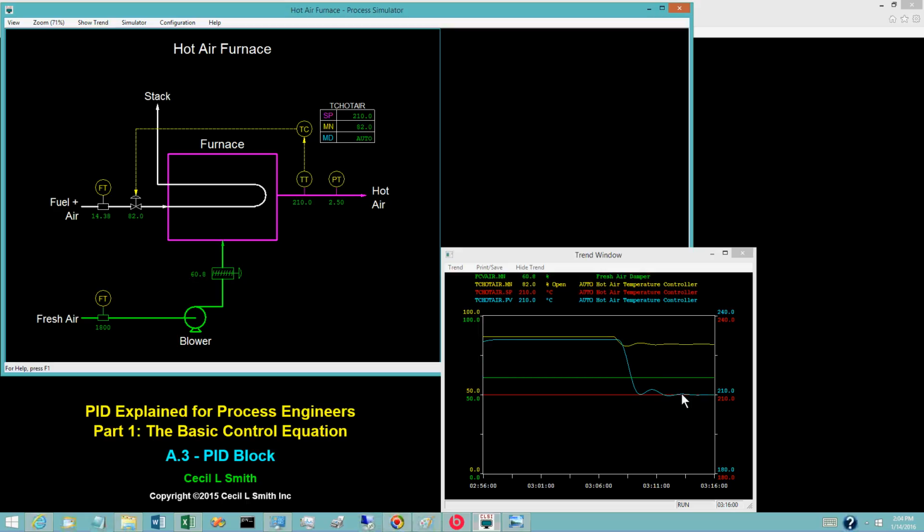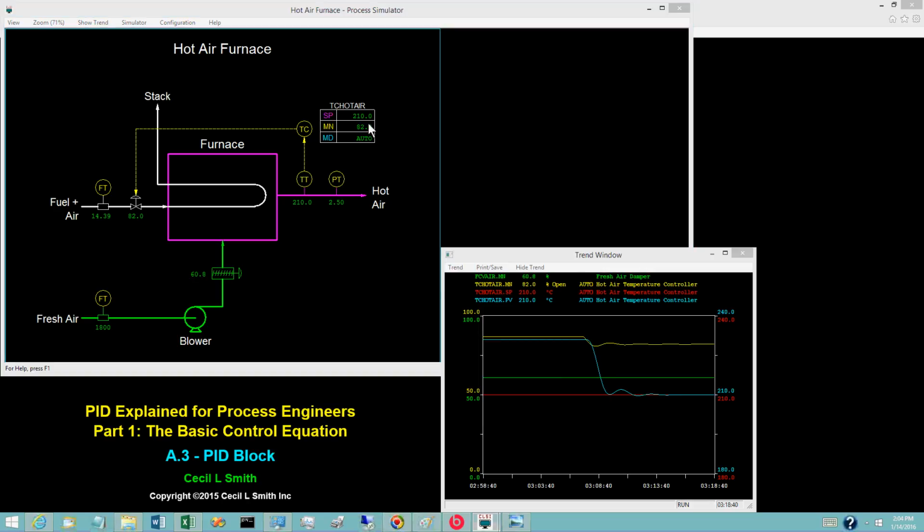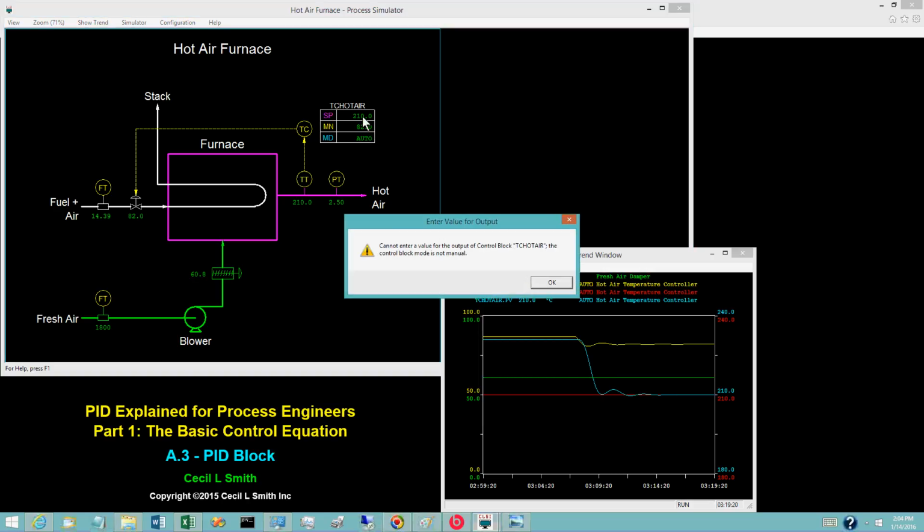When the mode of a PID block is other than manual, the controller output is determined by the PID calculations. Values for the controller output will not be accepted from the process operator. Before specifying a value for the controller output, the operator must switch to manual.